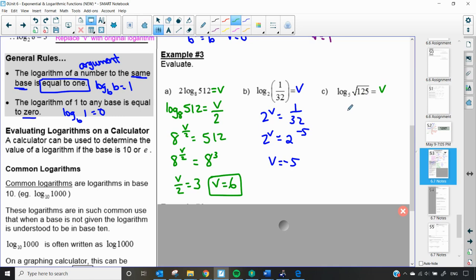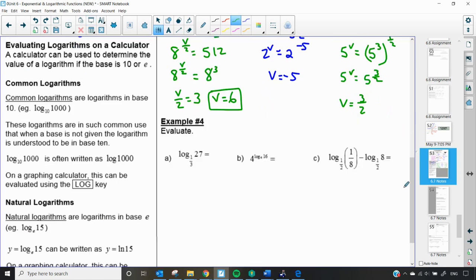And our last example here, we have 5 to the v equals root 125, which can also be written as 125 to the 1/2. But we need to write everything in base 5. So 125 is 5 cubed, put to the exponent 1/2. So 5 to the v equals 5 to the 3 over 2. So v is 3 over 2. And again, if you're having some trouble with remembering how to convert radicals to exponents, or how to multiply your exponents or use your exponent laws, just go back and review the lesson that we did on exponent laws.